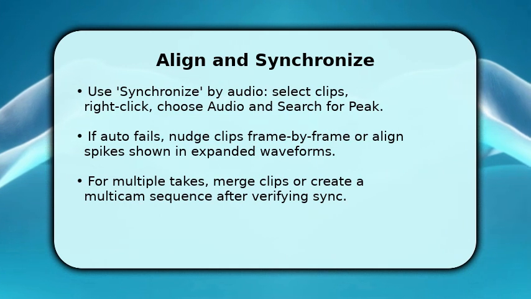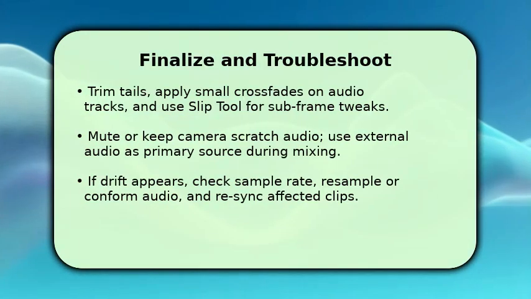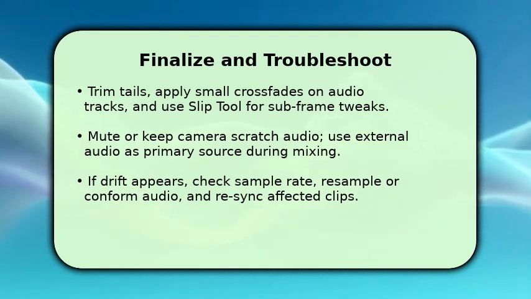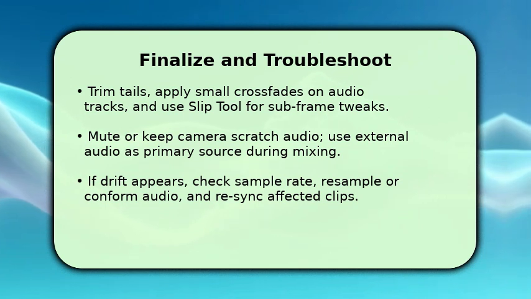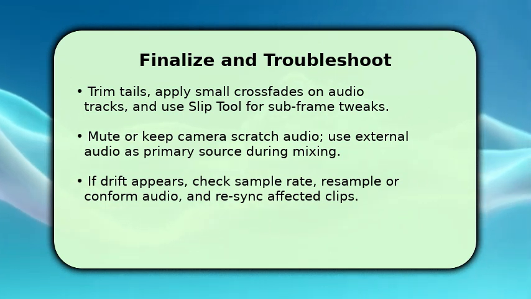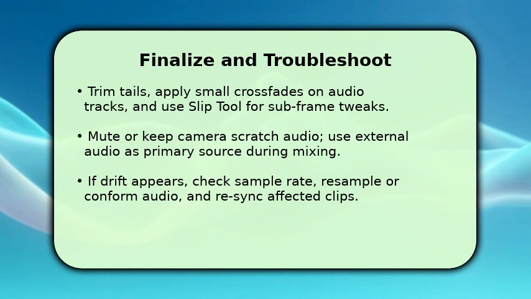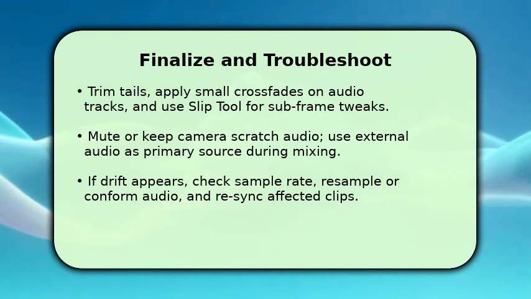Now lock the sync. Trim clip edges, apply short audio crossfades to avoid clicks, and use the slip tool for fine visual adjustments while preserving clip durations. Make the external recorder your primary audio track and mute camera scratch unless needed for ambient sound. Export a short test file to confirm A/V alignment on a player.